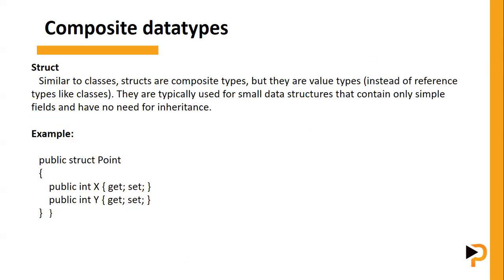Now another composite data type is a struct. It's similar to classes, but they have a value type instead of a reference type like classes. They are typically used for smaller data structures that contain only simple fields and have no need of inheritance. So if your object is not that complicated, having simple values and no need of inheritance, then you can go ahead with the struct.